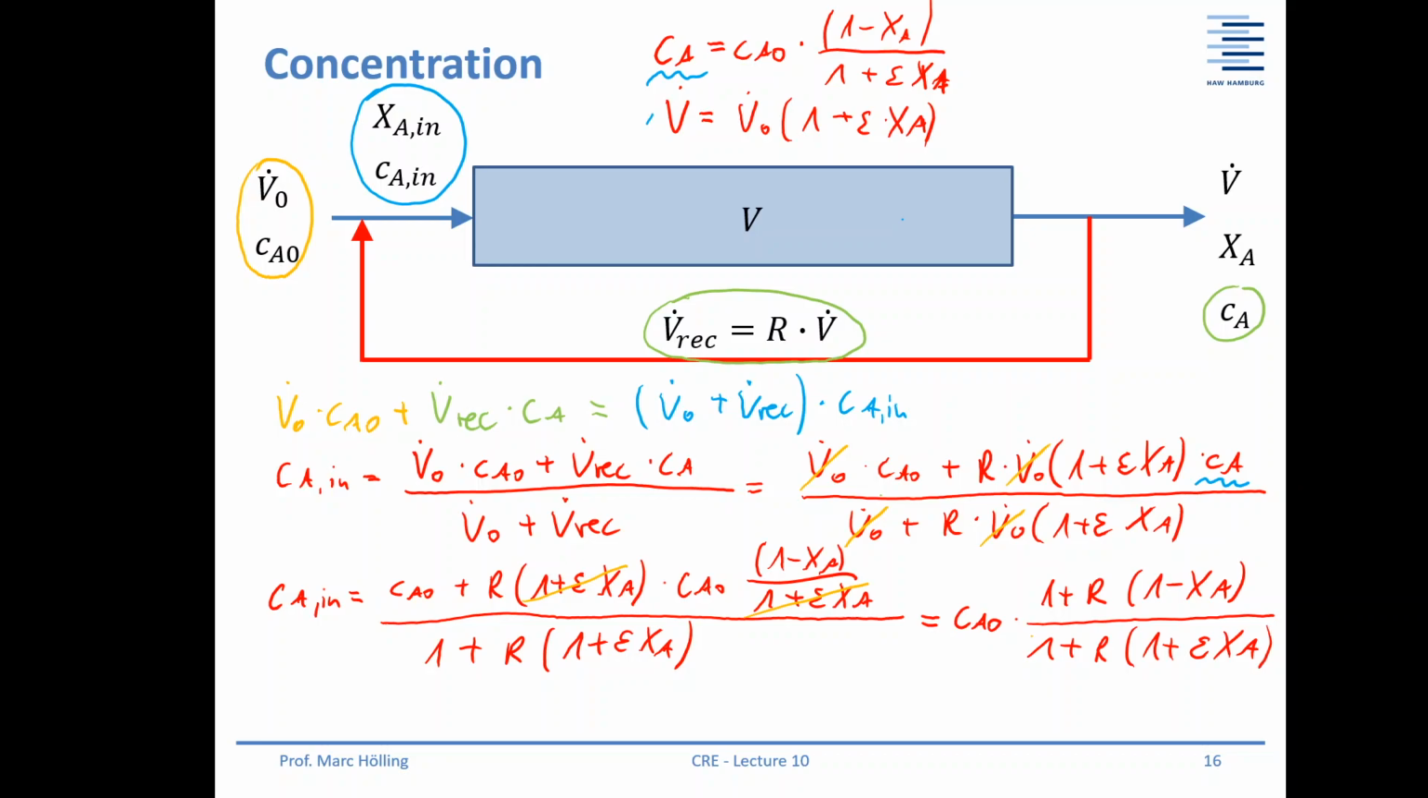Good. So basically this is one of the results that I wanted to show you with this term. So it's not looking very nice, but hope you understand what I did here. You can calculate the inlet concentration of your plug flow reactor.